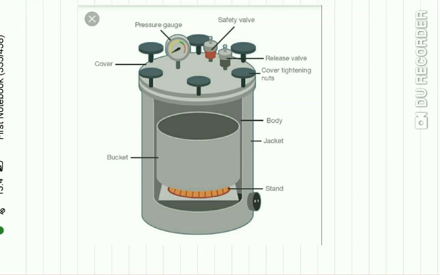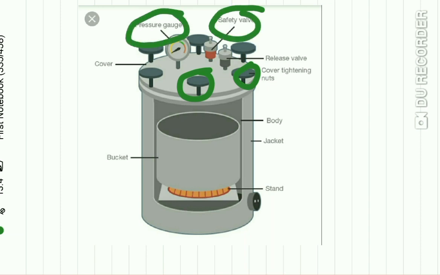So here you can see an autoclave machine, which is made up of a vertical cylinder made of metal, gunmetal or stainless steel. The lid has screw clamps. Then there is a safety valve and a pressure gauge to determine the pressure.